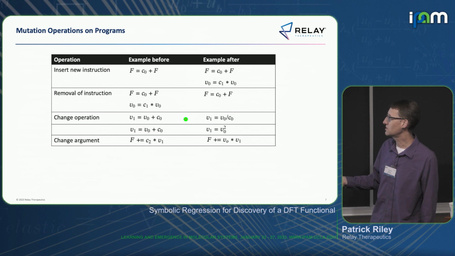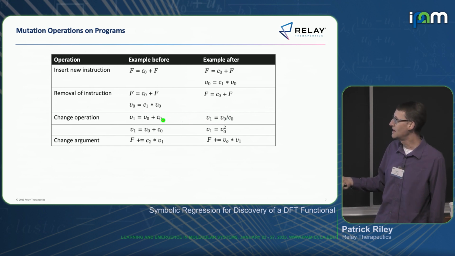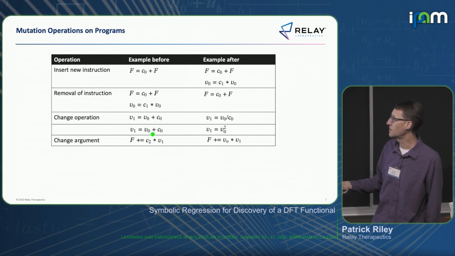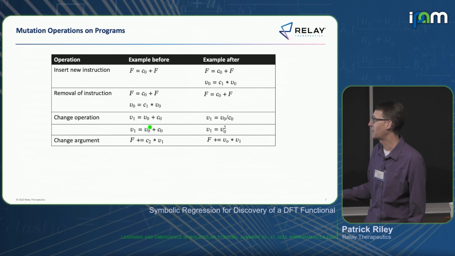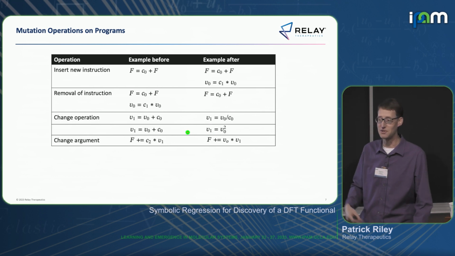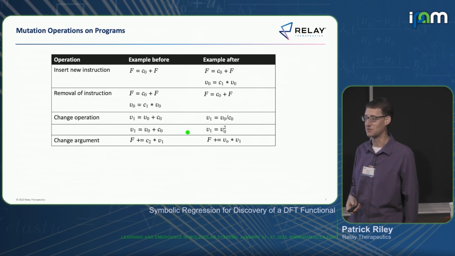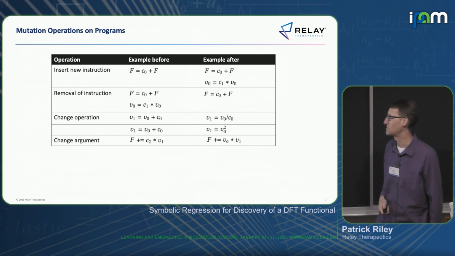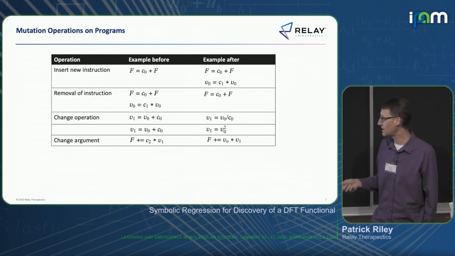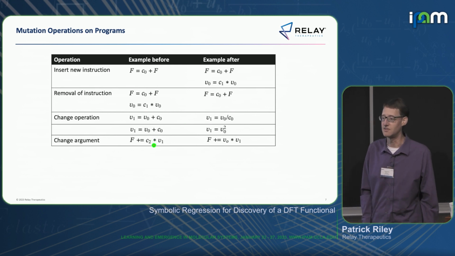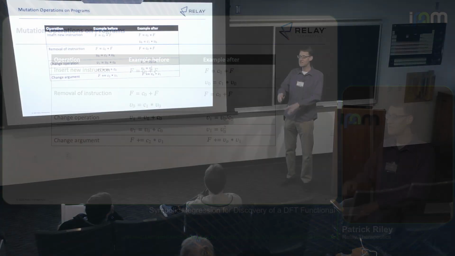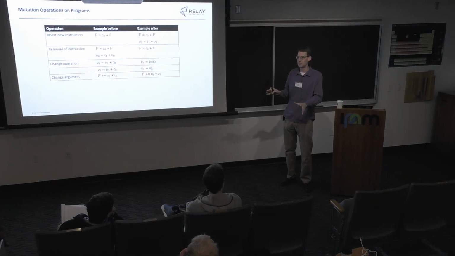Then we have these change instructions. So you start with something here that's a plus and you convert it to a divide. One interesting thing you can do is that some expressions like plus need two things in them, and some, like a power, only need one. So as you do this, you can end up dropping off variables along the way, but it's a perfectly reasonable mutation. And the last one you need is just to be able to change one of the arguments. So here I'm multiplying c2 times v1, and I change the c2 to v0. These are all the ways that we are going to be able to mutate programs.